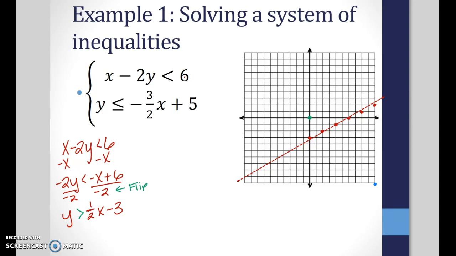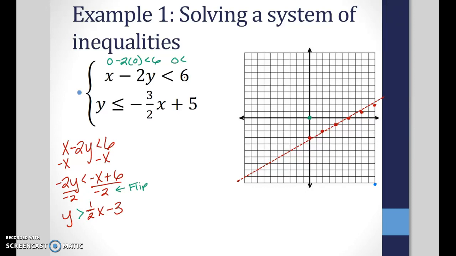So remember, a test point is any point on the graph as long as it doesn't lie on one of your lines that you're graphing. My favorite go-to is 0, 0. When you can't use that one, just pick a set of positive numbers because we're typically much better working with positive numbers.